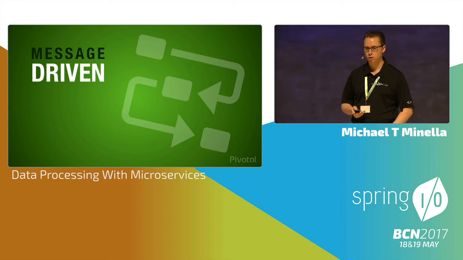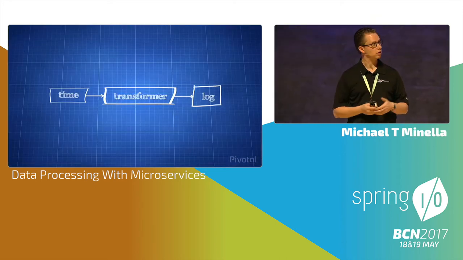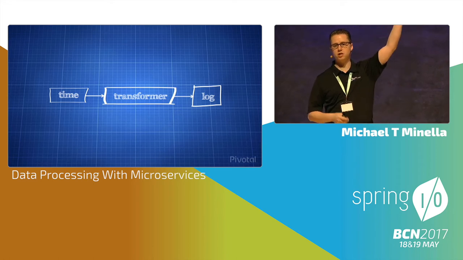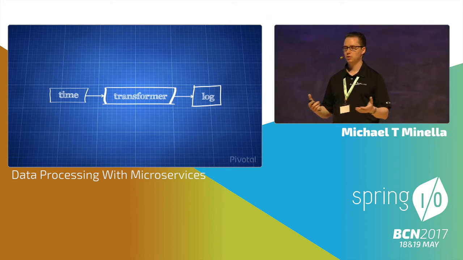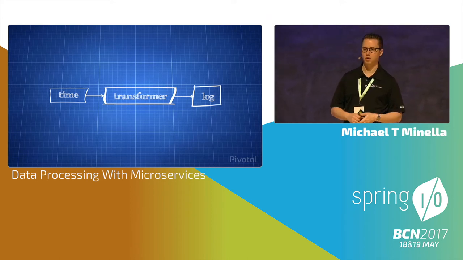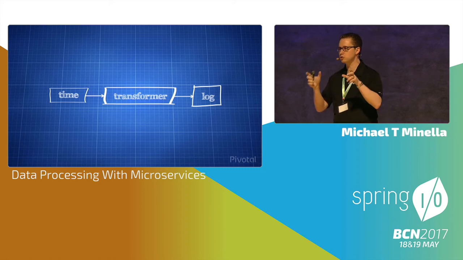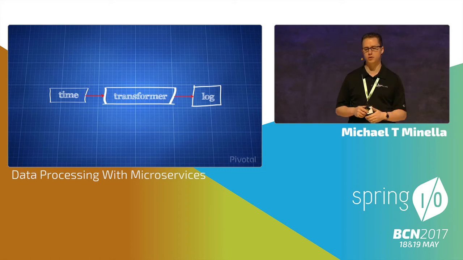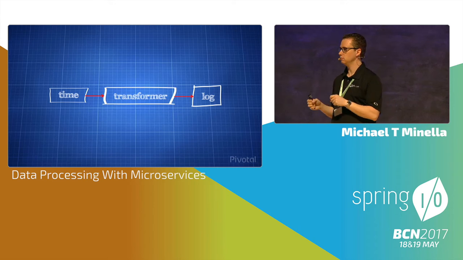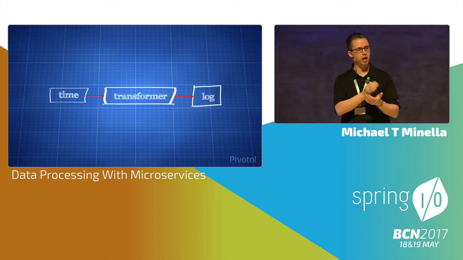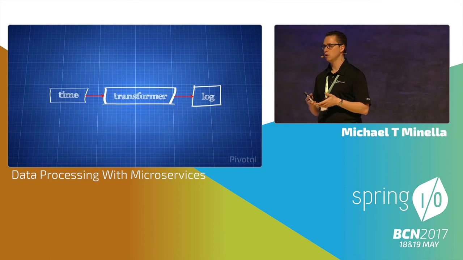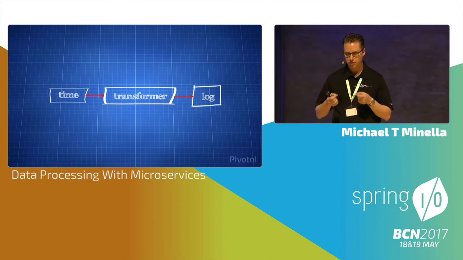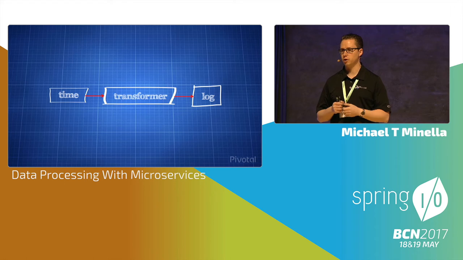So if you take, let's say, a flow like this. I've got a time source, a transformer that does something, and a log sink. This is probably the most simple, the hello world equivalent of Spring Cloud Stream. What Spring Cloud Stream does is, if each one of these is a microservice, it abstracts out the communication hops between those components. It does this via an implementation of what's called a binder. A binder is the method of communication between these different microservices.